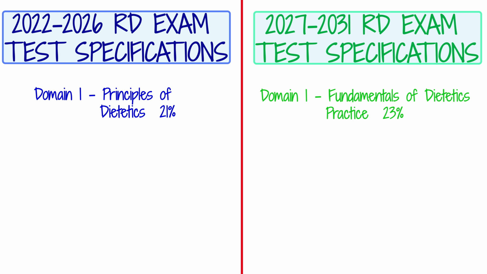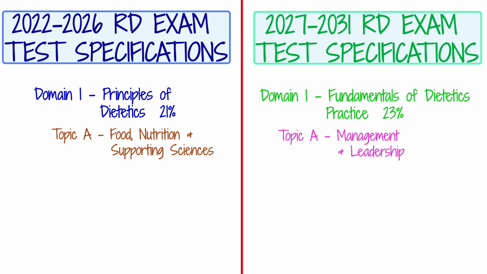So in the current exam, food science appears in domain 1 under topic A, which is called Food, Nutrition, and Supporting Sciences. In the new exam, food science is no longer part of domain 1. Instead, topic A now focuses on management and leadership. Food science has been moved to domain 4, while management and leadership have shifted from domain 3 in the current exam into domain 1 in the new exam.